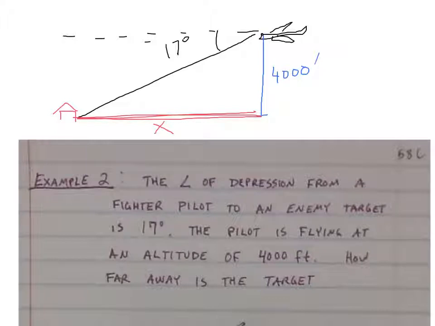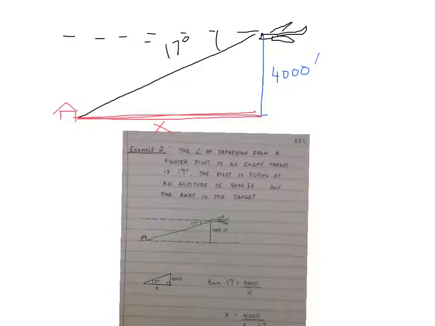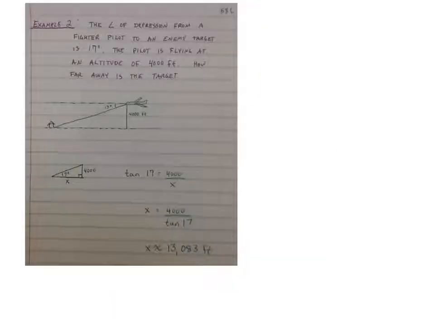I'm going to go ahead and slide the page up so that we can walk through the process. All right, so in the diagram I've labeled all the important pieces, and as I said, what we're looking for is the distance between the pilot and the enemy target. So here's our contextualized drawing, and we can remove all the context and just turn it into a right angle triangle. And again, we use tangent because the sides of interest are 4,000 and x.